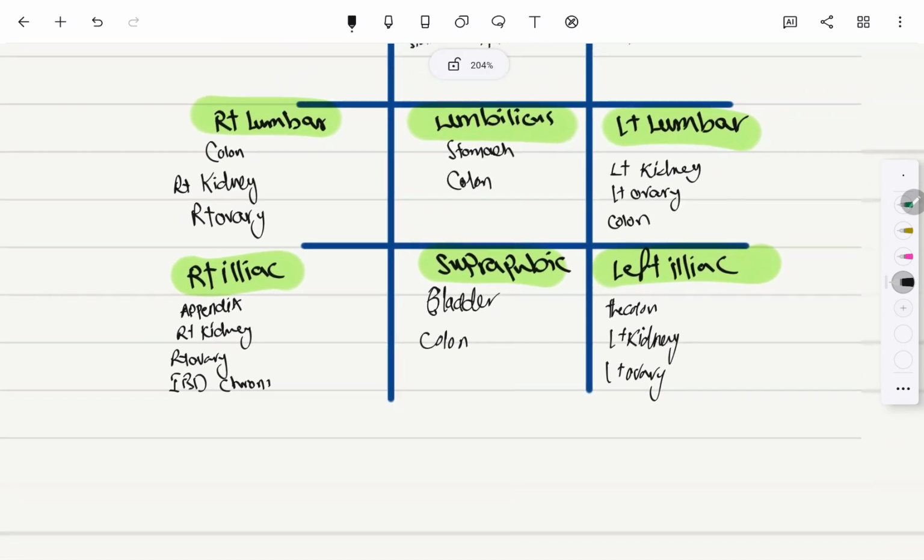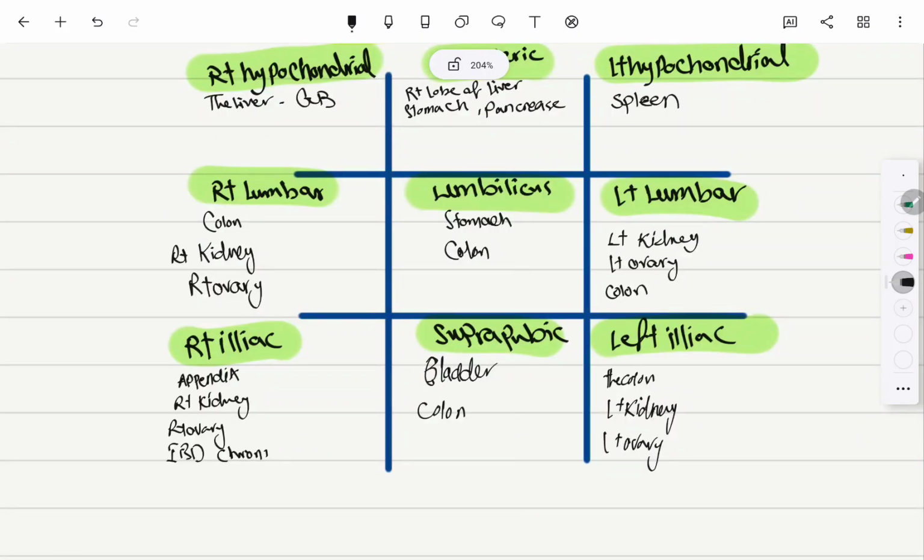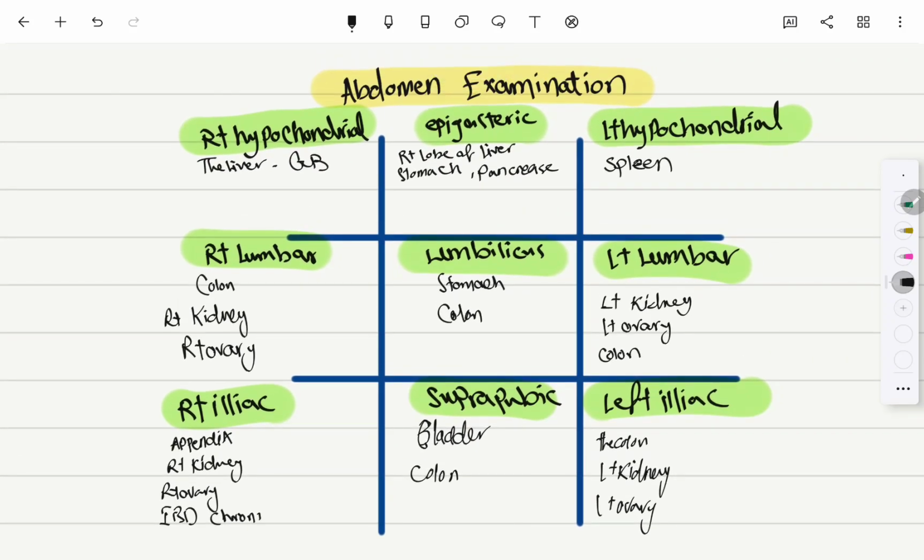So if I find any pain in any quadrant of the abdomen, I will think of those organs to be affected.